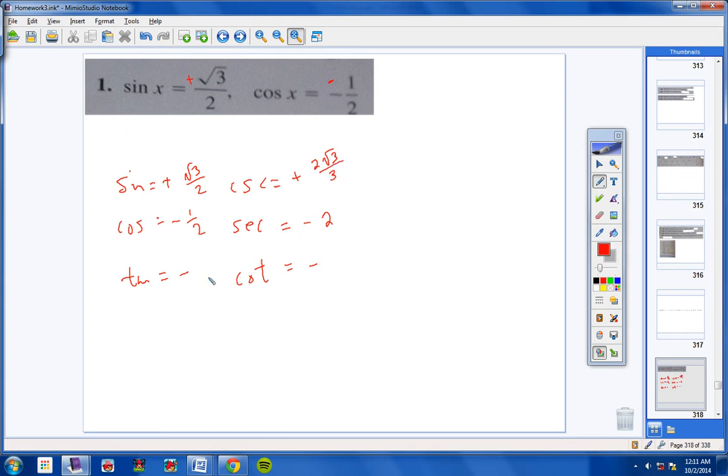And then, let's see, we can find tangent pretty quickly here. Tangent x would be sine over cosine, and cosine is 1/2. So tangent x is really square root of 3 over 2 times 2 over 1, and those cancel, and you get square root of 3 over 1. So negative square root of 3, and if we reciprocate that, we get 1 over square root of 3. And so if we rationalize that, we'll get square root of 3 over 3. Hope that helps. Let's move on to number 5.